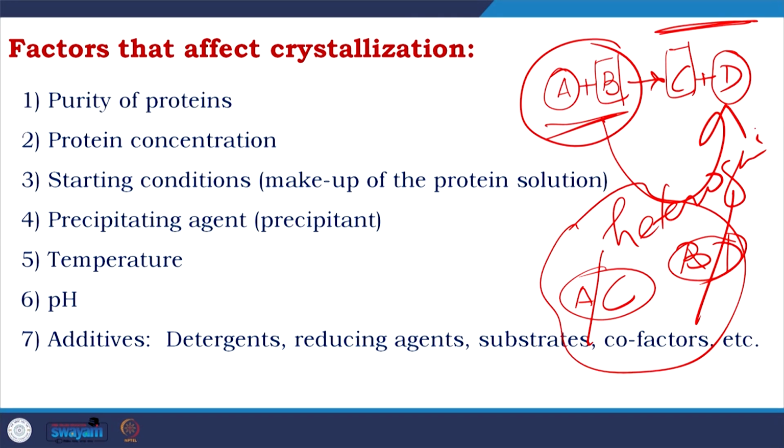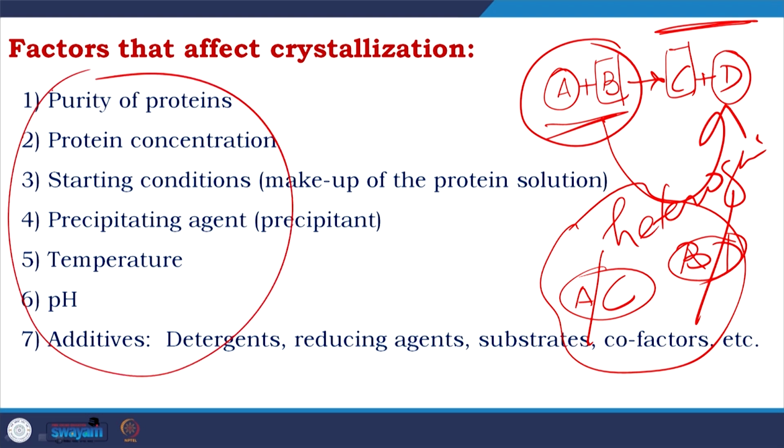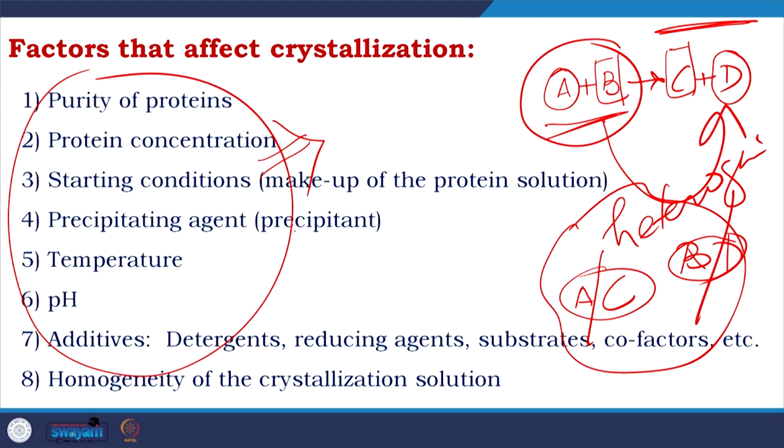Additives, detergents, reducing agents, substrates, cofactors, and if you look at this, in one word, this is shouting that with all our experience of 180 years, we have no idea which are the important factors that affect crystallization. It depends on your protein, you have to find it out. And homogeneity in the crystallization solution, which I have already talked about.